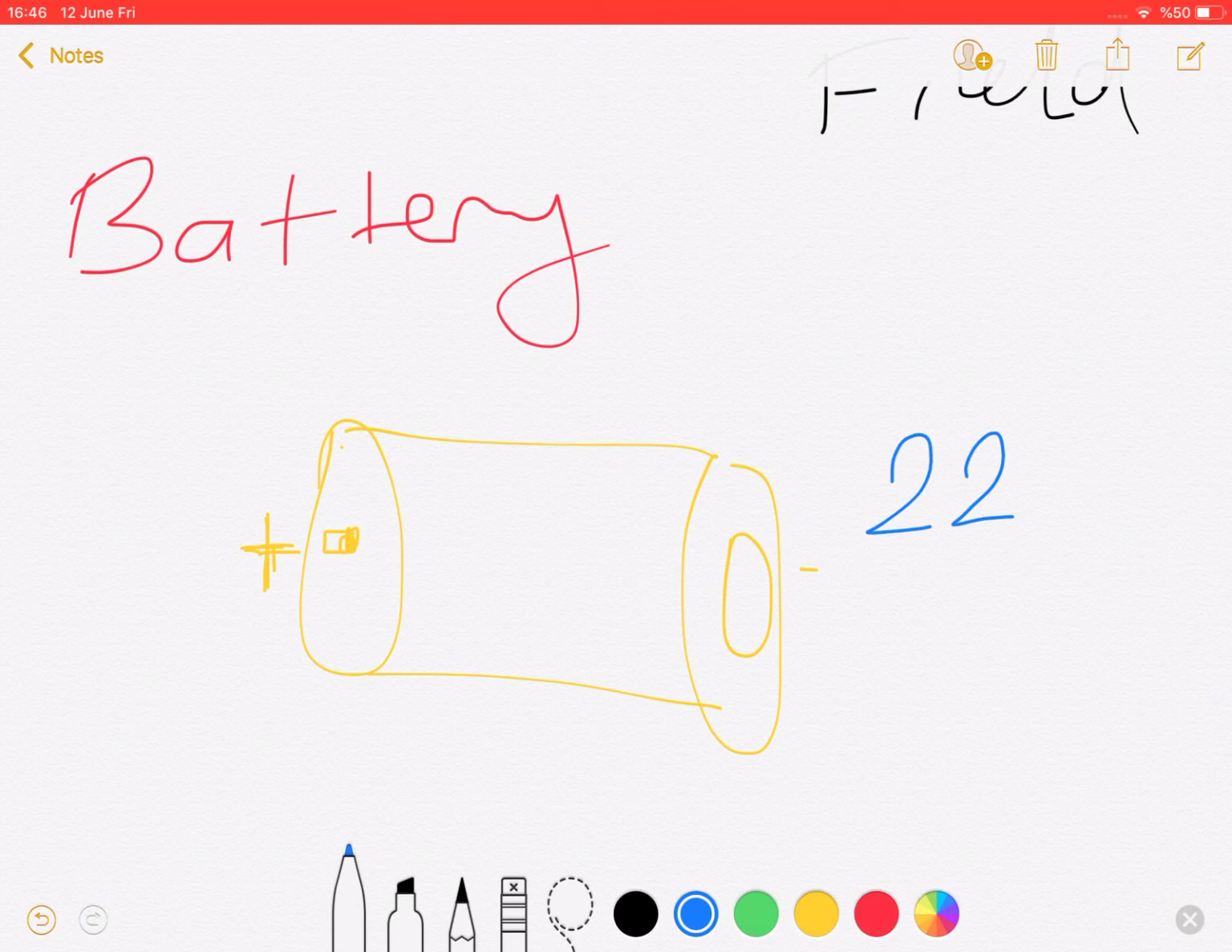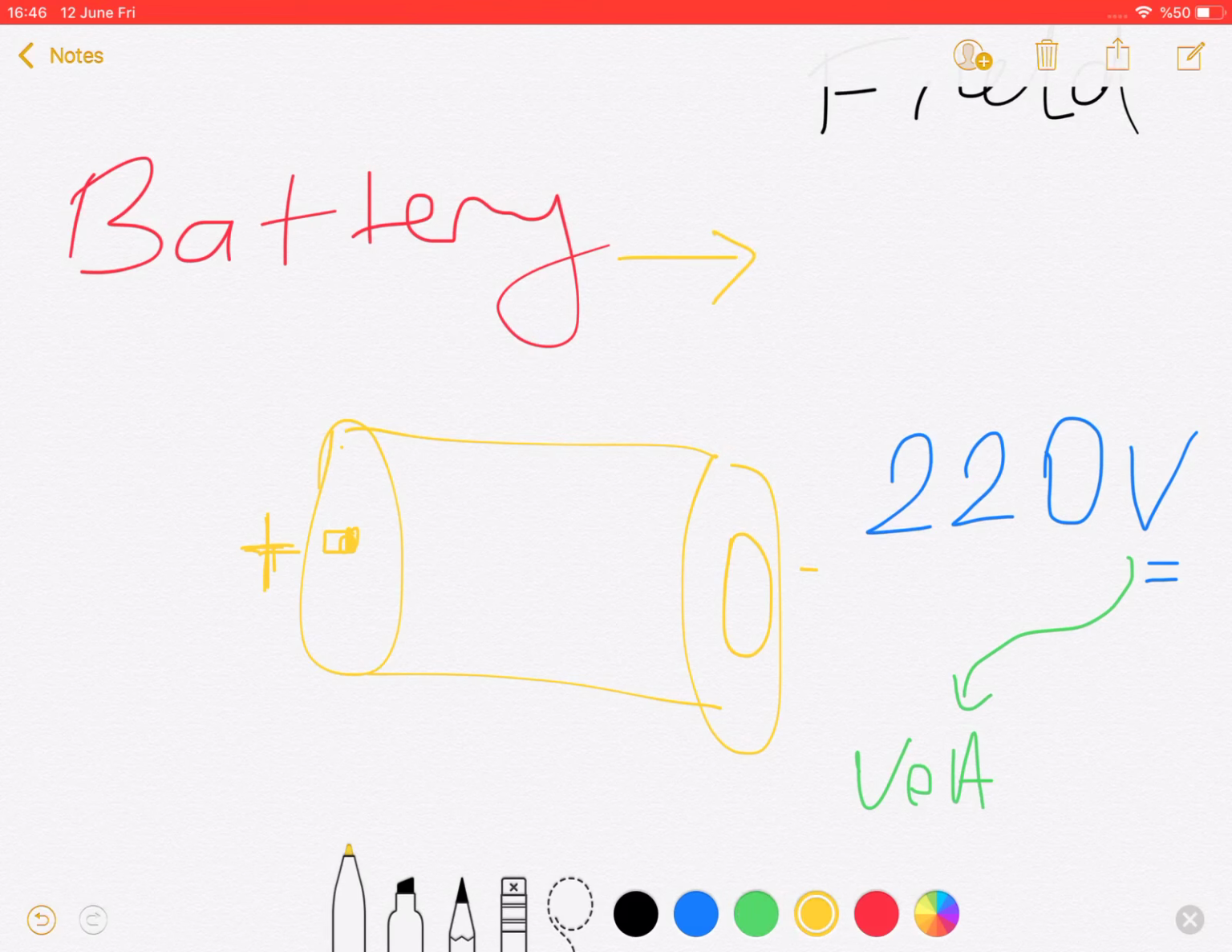Let's call this 220 volt. This V means volt. By the way, the creator of the battery is Volta. We have to refer to him, I think. Okay, Volta. So we are talking about the battery, but how is the battery the main element of the circuit?